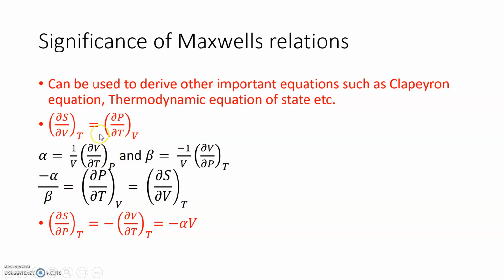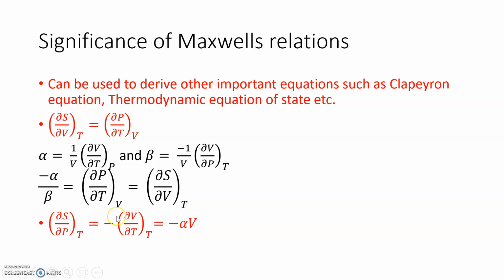and dou P by dou T at constant volume is dou S by dou V at constant temperature. Thus, by knowing minus alpha by beta, alpha being the coefficient of thermal expansion and beta the coefficient of compressibility, these two constants being known for any substance, we can determine the change in entropy with respect to volume at constant temperature of a system without any experimentation. That's the beauty of Maxwell's relations.